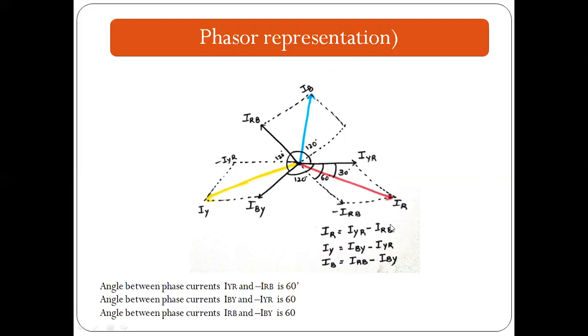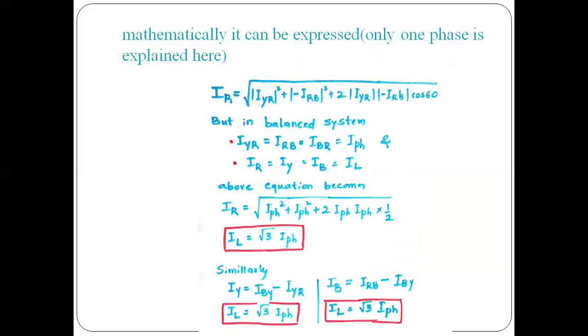So it will be helpful to write the mathematical equations. I am repeating here the phasor representation. First of all, we have to draw these phase voltages. After that, just make the vector differences here. We'll get the values. So mathematically we can express like this.